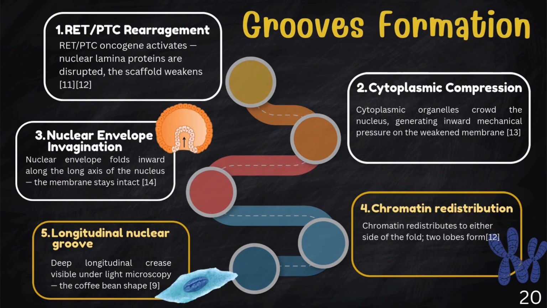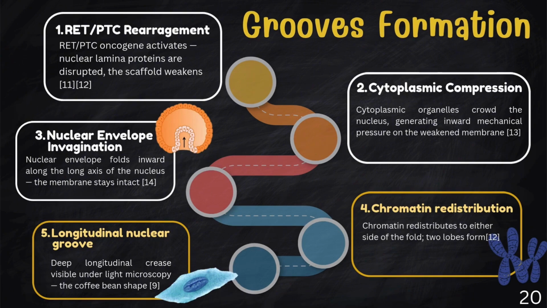This redistribution creates the appearance of two nuclear lobes separated by the inward fold. It is important to understand that the chromatin itself is not damaged. Rather, its position changes because the nucleus has changed its shape.